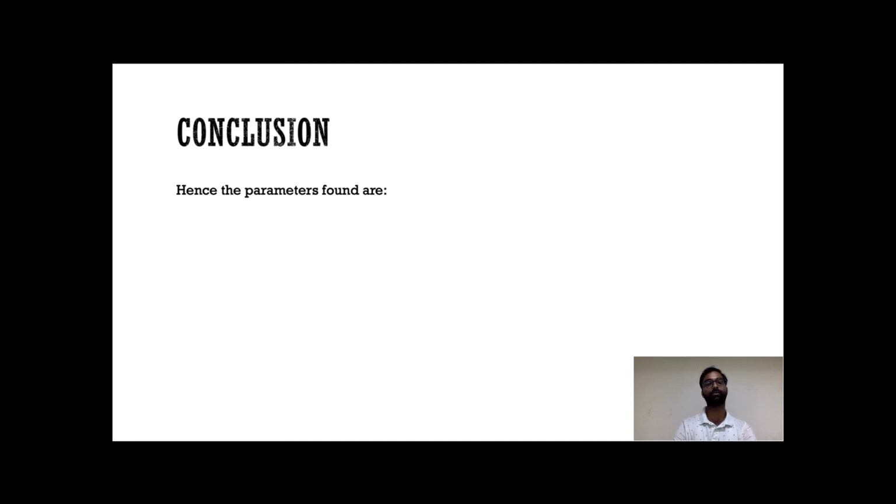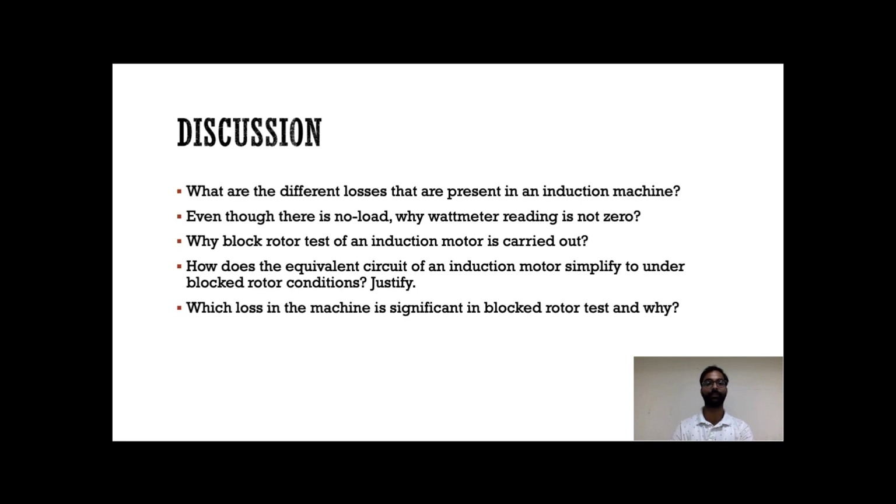So what is the conclusion from the experiment? Here you will write all the parameters which we have discussed in the earlier theory part of the video. You will take the readings and find the parameters and write them down here. And you should also be able to answer these discussion questions. So note down these questions, and you should answer them while writing the journal.